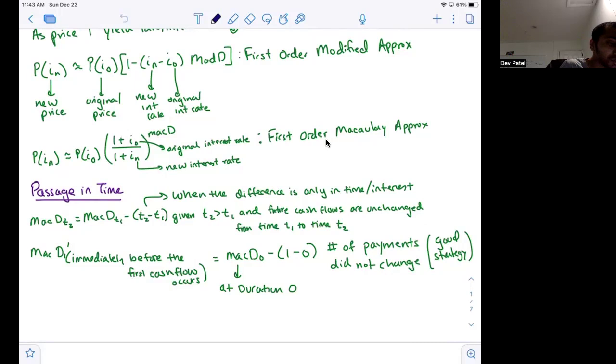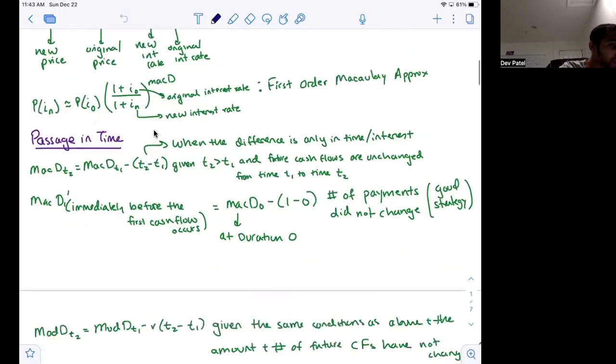In the first order Macaulay approximation, we use the original price and multiply that by the multiplicative change between the new interest rate and the older interest rate, raised to the MACD power.